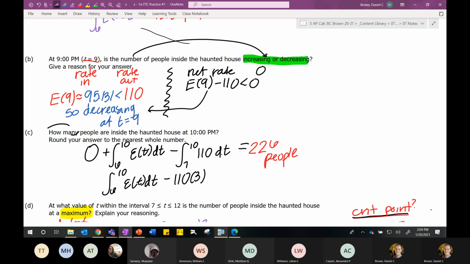Is there a way you could do it, so you actually do find it? If you found the integral, it wouldn't tell you anything. You would just say, oh, there's 200 people in the haunted house at 9 o'clock. And you're like, I don't know if that's going up or going down. So you would have to use the rate equations to figure that out. Any other questions on that one?